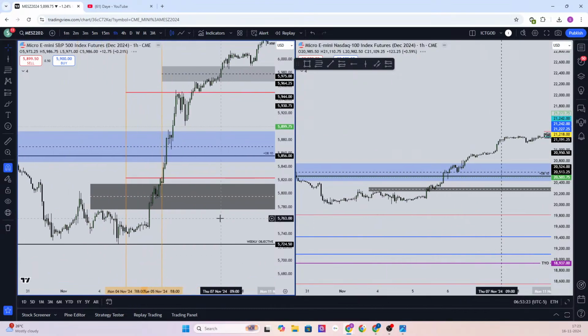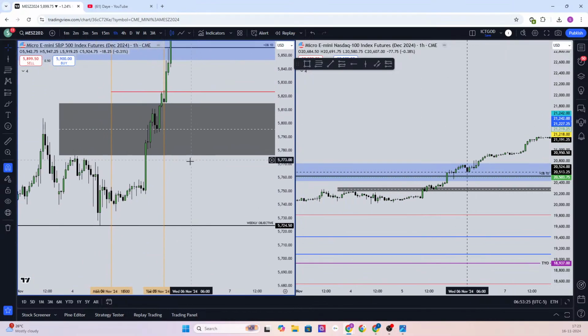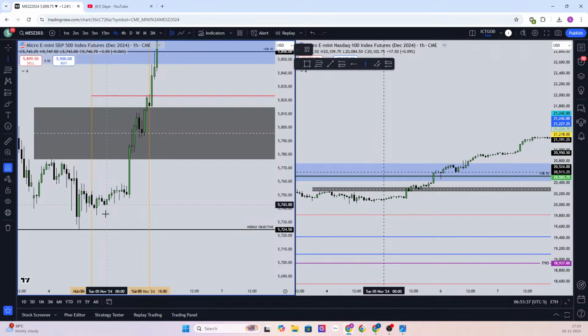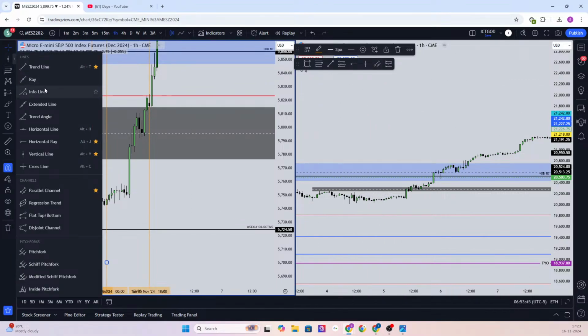If you look at this, from 18 till 12 midnight, this basically is the Asian session, right? So this is one quarter. This is Q1.